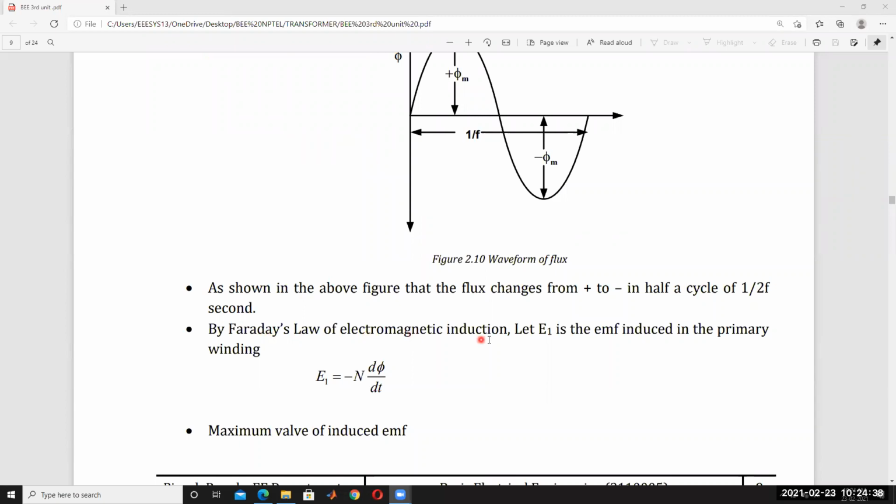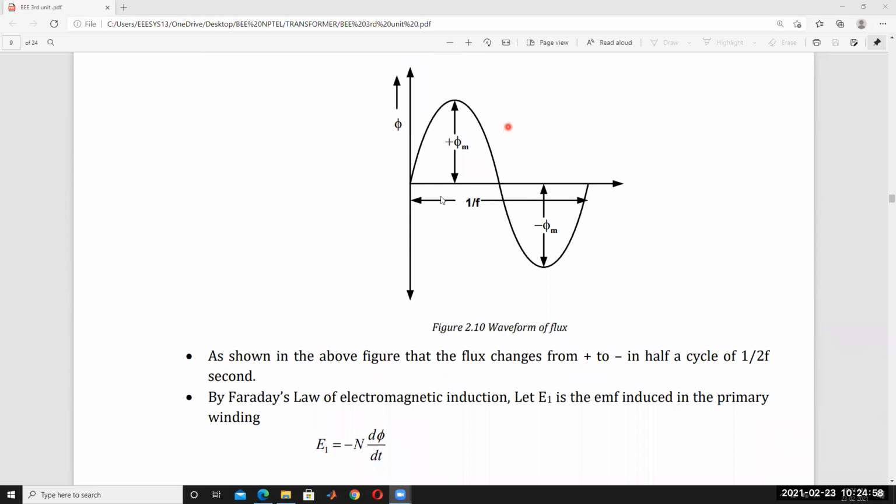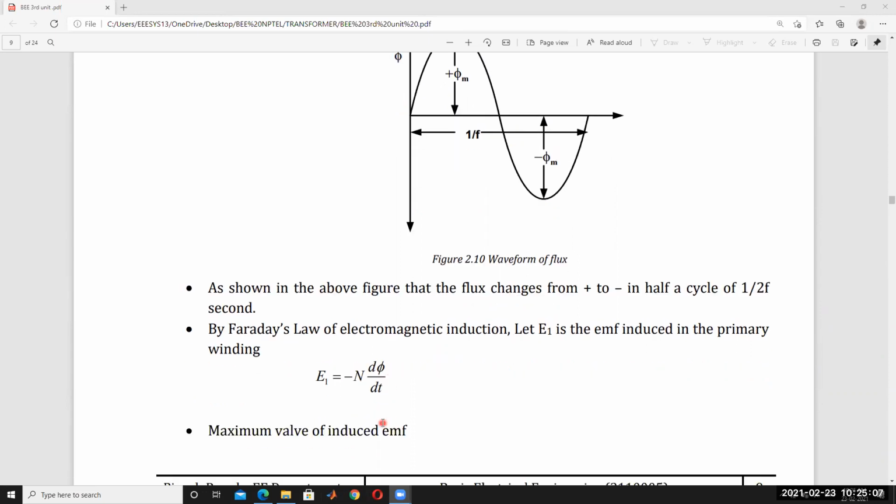According to Faraday's law of electromagnetic induction, the EMF induced in the primary winding E1 is equal to minus N into dφ by dt. According to Lenz's law also, that's why we have to take a minus. E1 is equal to minus N into dφ by dt. So φ is nothing but φm sin omega t, a sinusoidal waveform. Substitute here φ is equal to φm sin omega t, so you will get the maximum value of induced EMF.